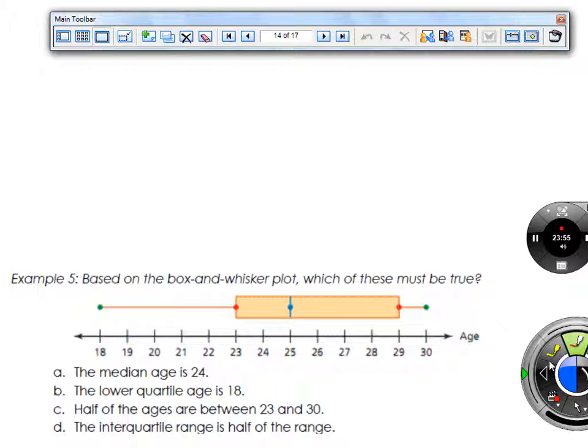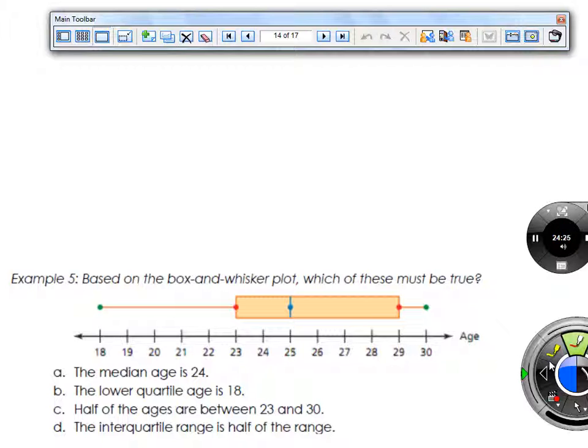Okay, so here's a box and whisker plot, and we're going to see which conclusion must be true. So they show you this, and you're supposed to be able to infer some information about it. So here's our 4 choices. The median age is 24. The lower quartile age is 18. Half of the ages are between 23 and 30. The interquartile range is half of the range. All right, so somebody eliminate one for me. Something you see that's not true.